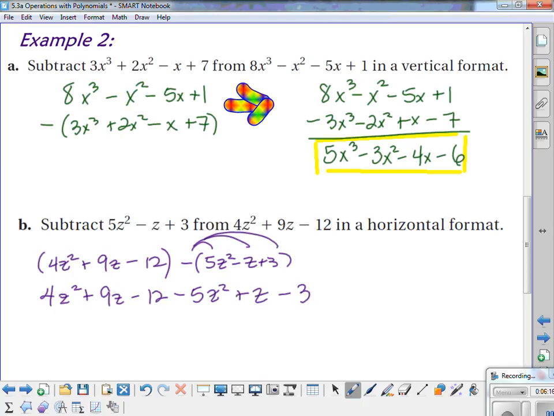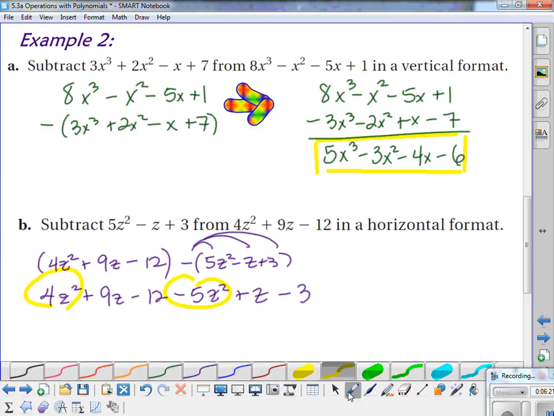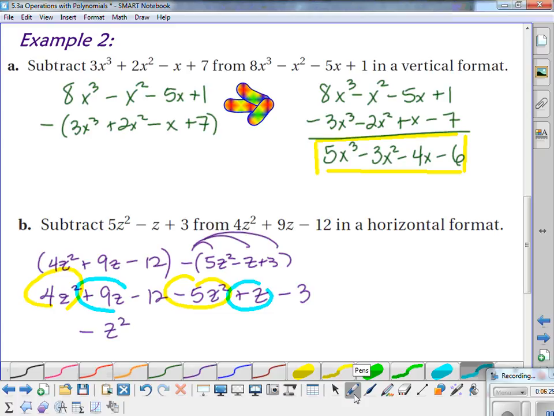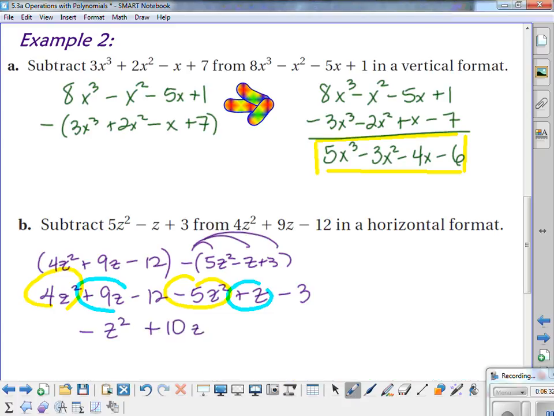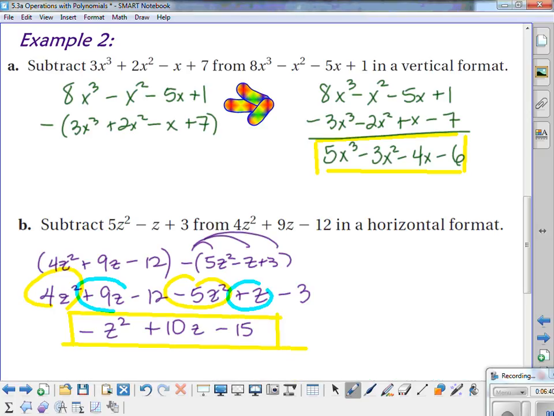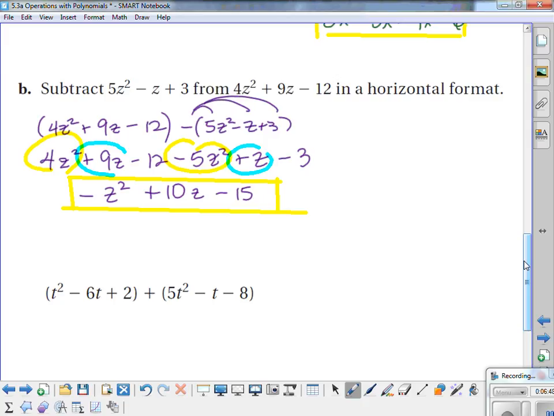And then again, it's just a matter of combining your like terms. So I've got a 4z squared and a minus 5z squared. So that's negative z squared. And I have plus 9z plus z, so that's plus 10z. And then finally minus 12 minus 3, I get minus 15. And so the final answer is negative z squared plus 10z minus 15. Okay? So here's one for you guys to do on your whiteboards. Or if you want to do it in your notes, you can just write your answer on your whiteboards, whatever you prefer.